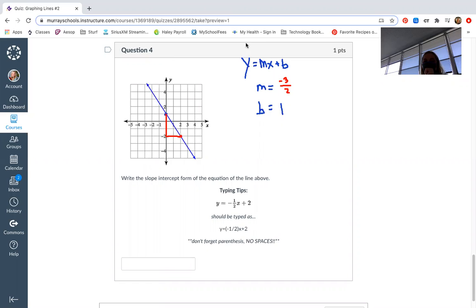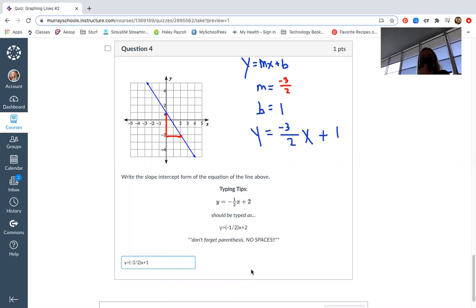When I go to write that equation, it will look like this. Y equals -3 over 2. And don't forget, after your m, you always have an x. And then the b value, you're adding 1. And when you type that in, don't forget that that -3/2 needs to be in parentheses. So you'd have y equals parenthesis -3 over 2 parenthesis. Then you put your x. The x does not go inside the parentheses. And +1 would go on the end.